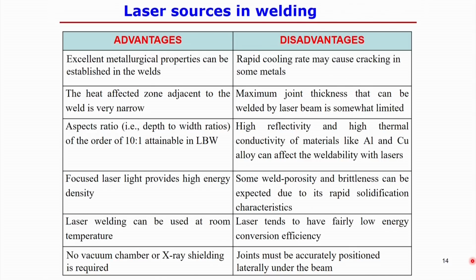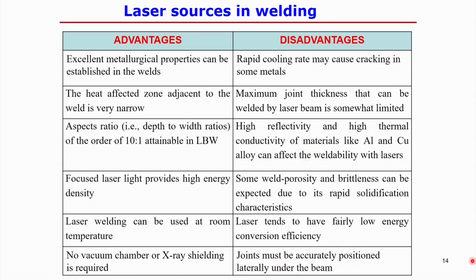Another point is the focused laser light. The concentration of the laser light in a small zone is very high, so it can produce a high energy density over a small zone. That is another advantage. If we want to reduce the heat affected zone, then laser is one of the good choices, or I think laser is the best choice as compared to other welding processes.